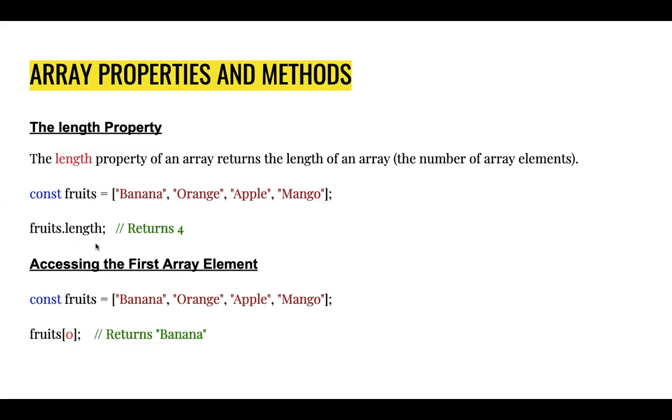Accessing the first array element. You can access the other elements like this: mango. If you want to access mango, you just get the index. This one is the first one, which is 0, 1, 2, 3. So if you want to return mango, you just say fruits, this, and then instead of 0, you just have 3, and then mango will be returned. You can try that out in your code editor.